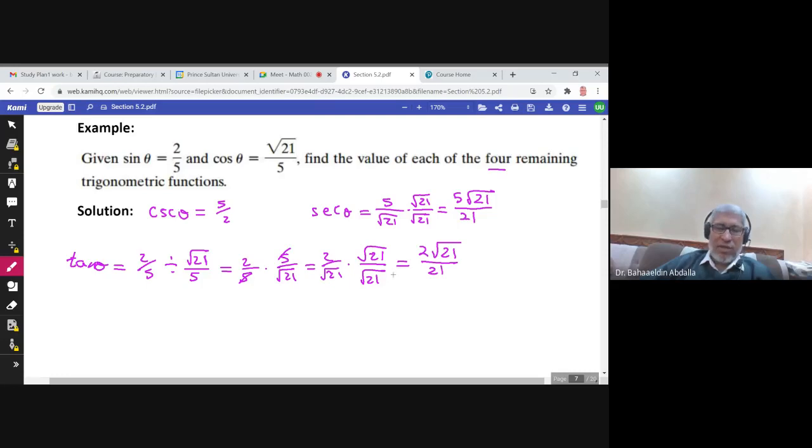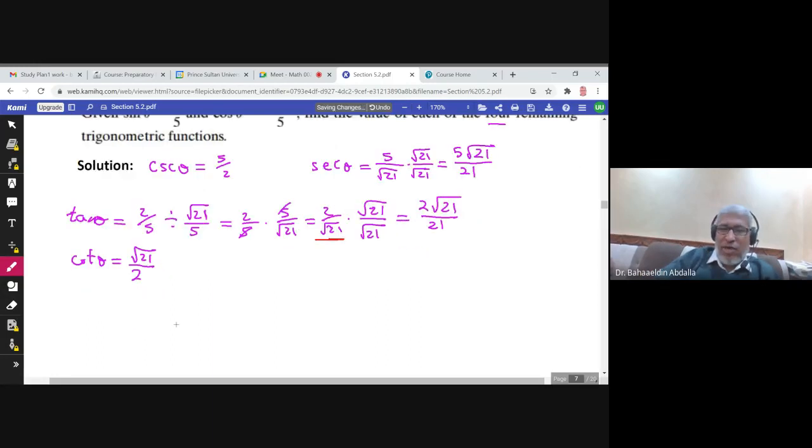So what about cotan theta? You find cotan theta from here. This is tan theta before rationalizing it. So cotan theta is the reciprocal of tan theta, and it is square root of 21 over 2. So these are the 4 remaining trigonometric functions.